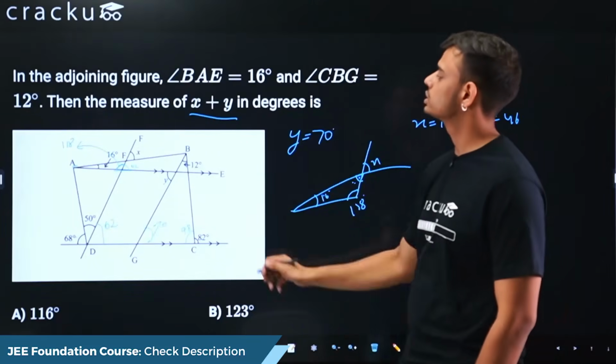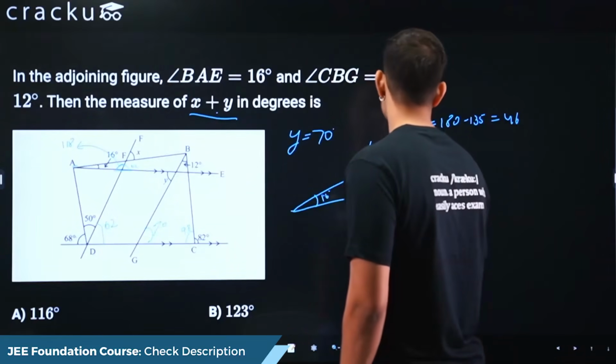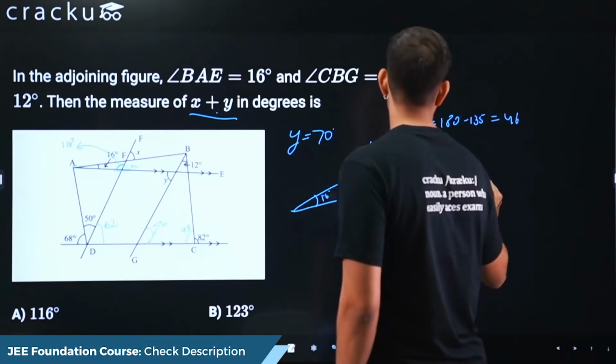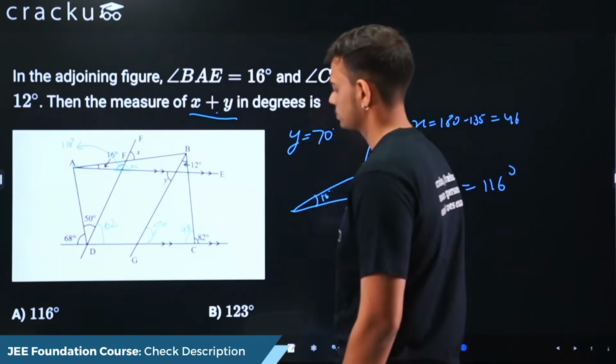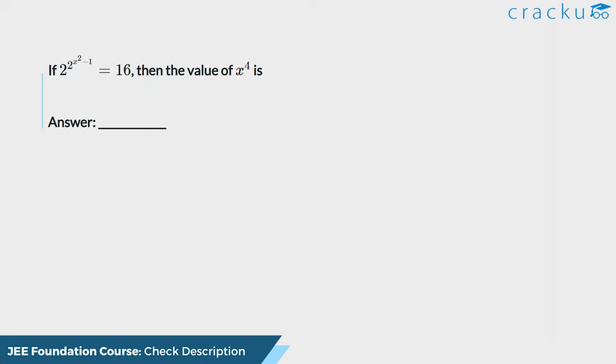We need to find the sum of x and y. So x plus y is 70 plus 46, which is 116 degrees. So the correct answer will be option A.